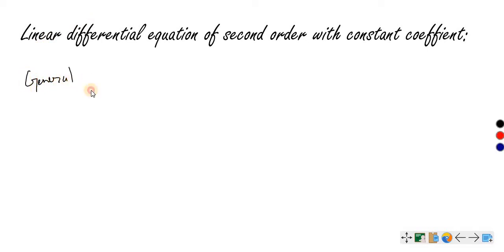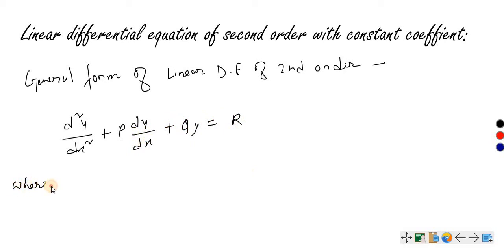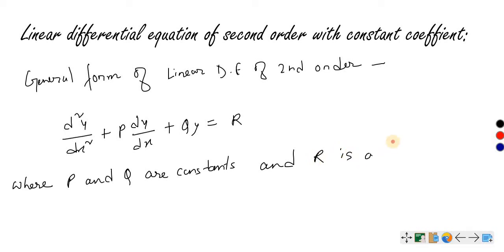The general form of a linear differential equation of second order is given as d square y by dx square plus p dy by dx plus qy is equal to some function R, where p and q are constants and capital R is a function of x or some constant.